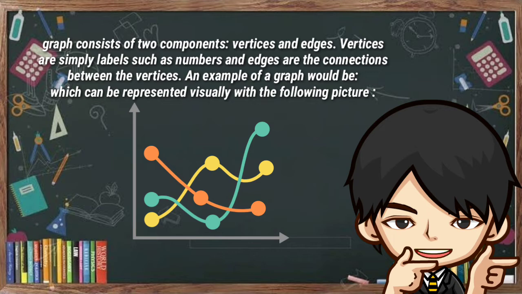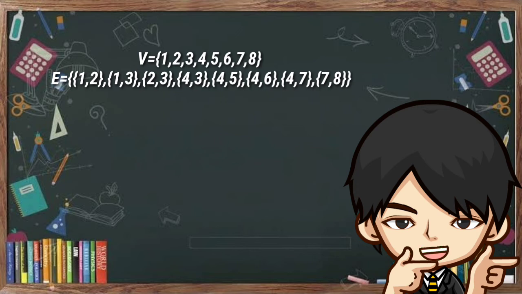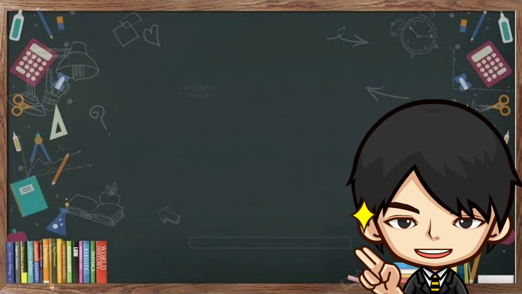Vertices are simply labeled, such as with numbers, and edges are the connections between the vertices. An example of a graph would be V equals 1, 2, 3, 4, 5, 6, 7, 8, and E equals 1-2, 1-3, 2-3, 3-4, 4-5, 4-6, 4-7, and 7-8, which can be represented visually with the following picture. Each of the numbered points is a vertex, and the black lines connecting them are edges. Edges can also have direction, which creates a directed graph.